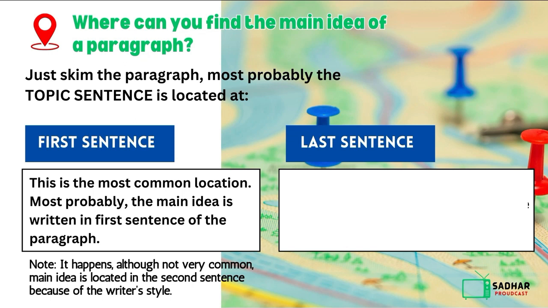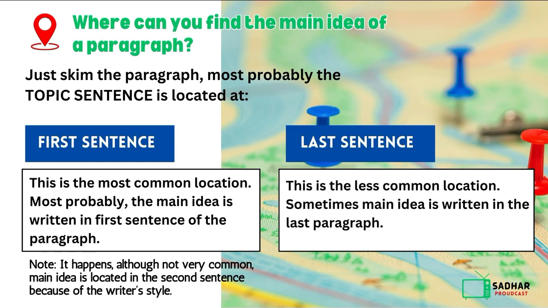The other location is the last sentence, and this is the less common location. Sometimes the main idea is written in the last sentence. But once again, mainly all the texts will have the topic sentences, and the main ideas are located in the first sentence.